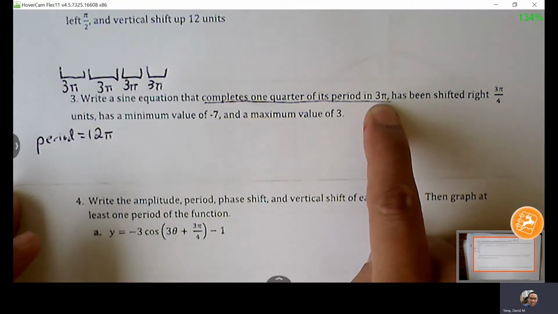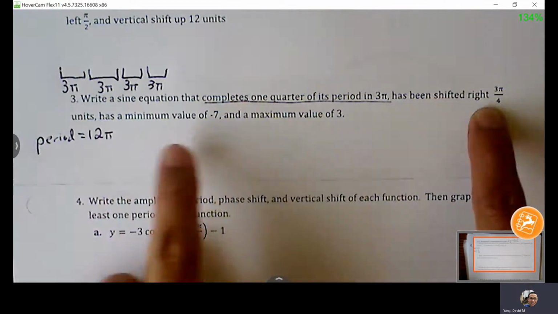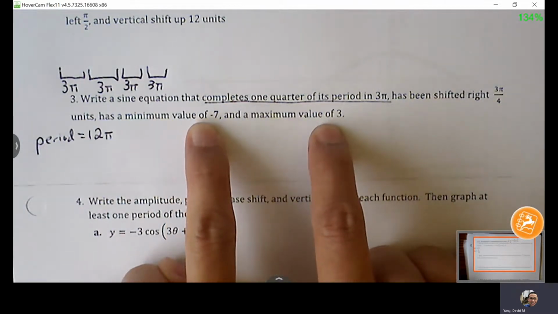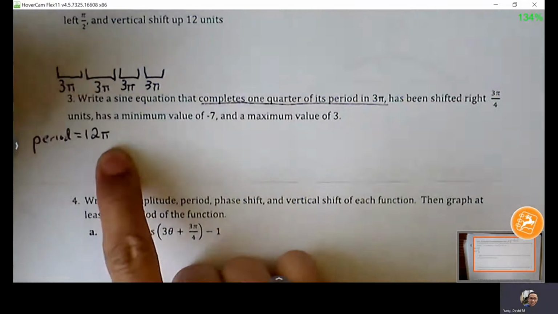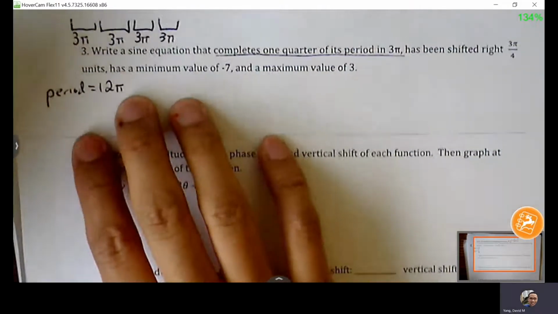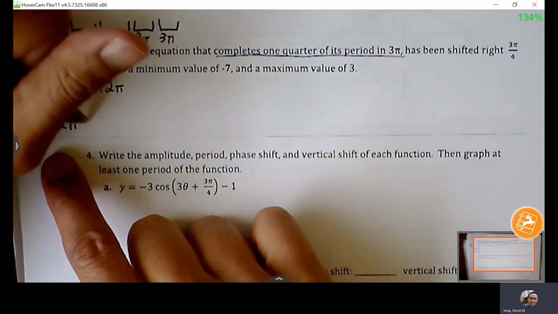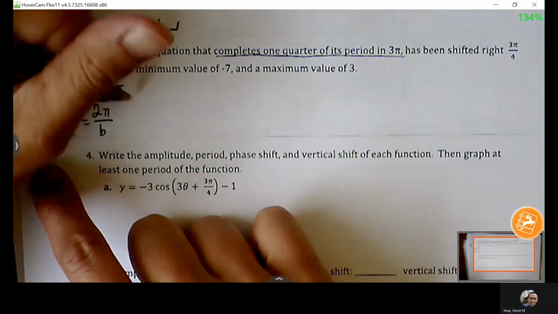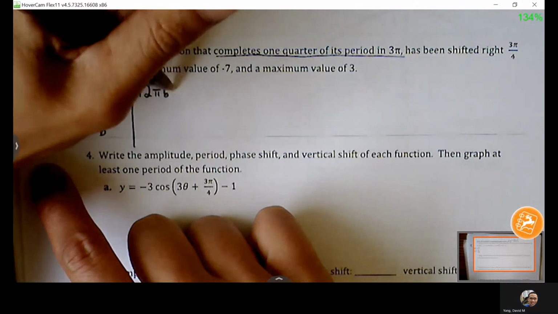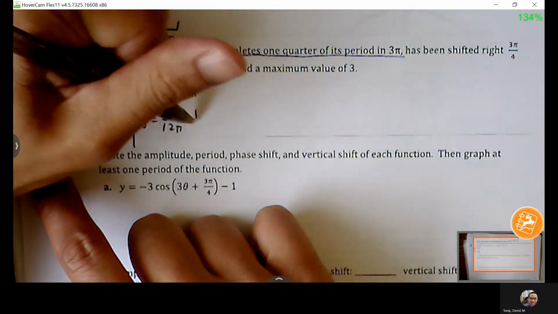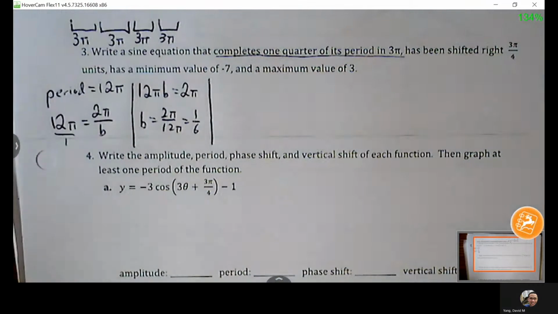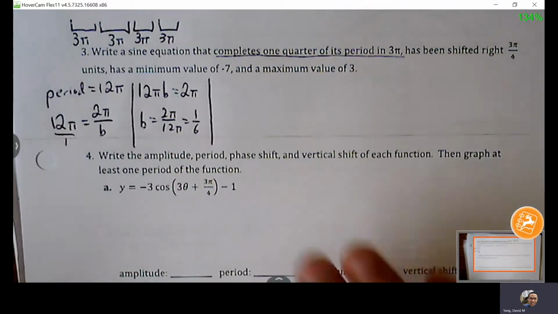Okay, we'll work backwards to solve for the b value. And then the shift right, we know it's the c value. Now this, we did a little bit on Friday where we kind of have to draw the graph, right? Get that minimum, get that maximum, and then draw the dotted line, and that will tell us where the d value is. We can figure out the a by measuring the distance. Okay, but I'm gonna finish this part first. Period equals 12 pi. I can work backwards to find my b value. Okay, b value is 1/6.